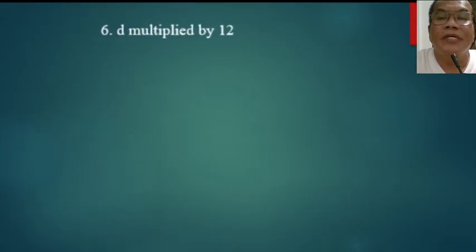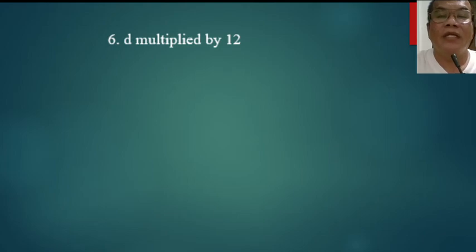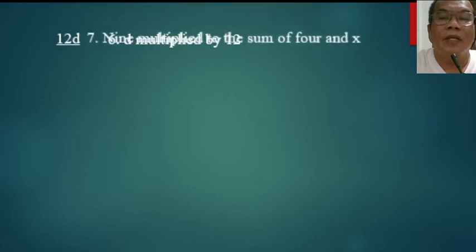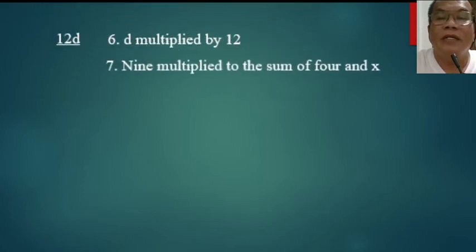Next, you have d multiplied by 12. How will you translate d multiplied by 12? So that is 12d. How about 9 multiplied to the sum of 4 and x? So that is 9 quantity 4 plus x, or 9(4 + x).